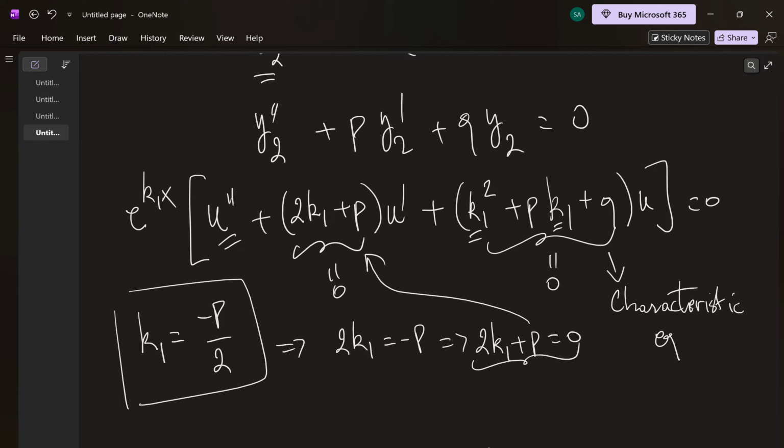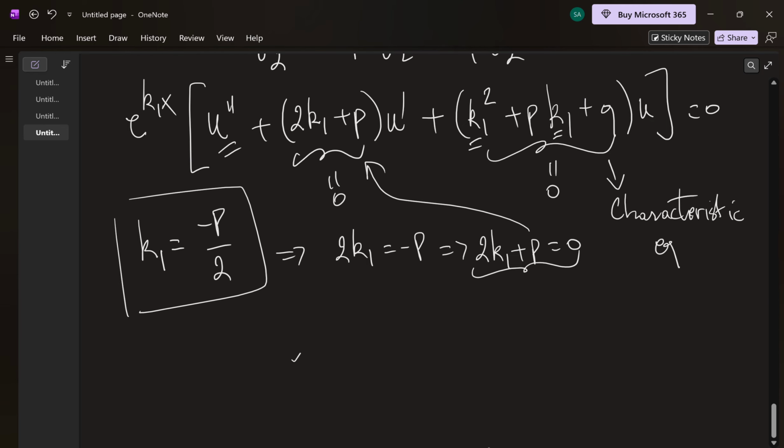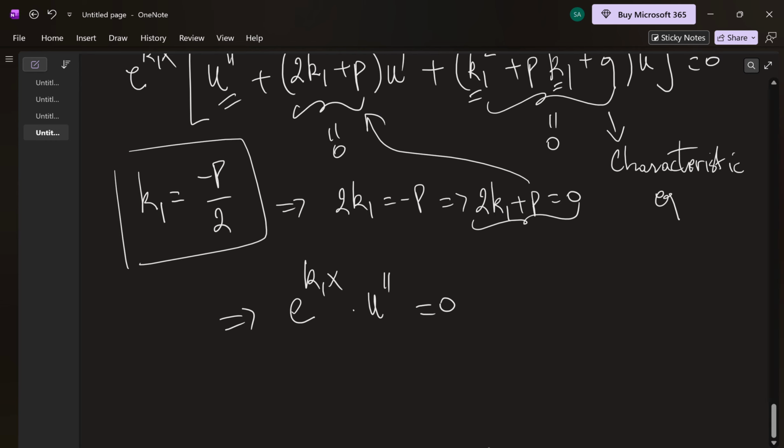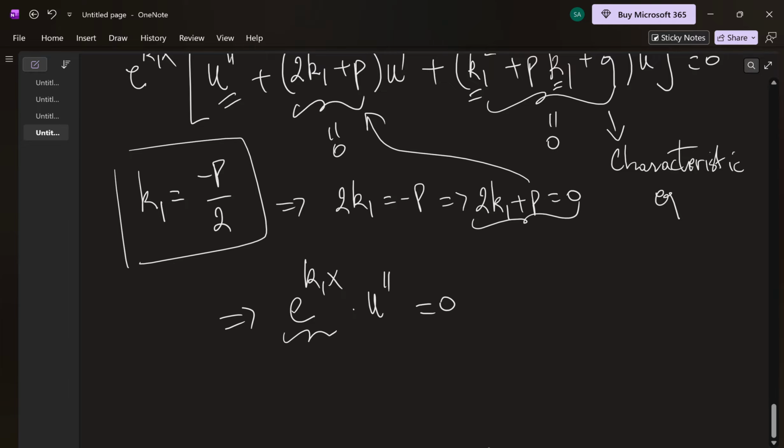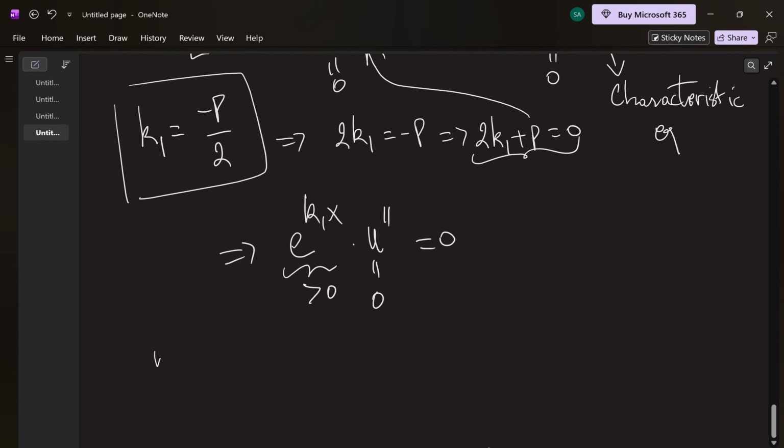So what is left is this. So finally we will get something like this. We conclude that exponential k1x times u double prime should be equal to 0. But remember that this guy here is always greater than 0, so u double prime should be equal to 0. So u double prime of x is equal to 0. We will solve this second. This is very easy to solve.